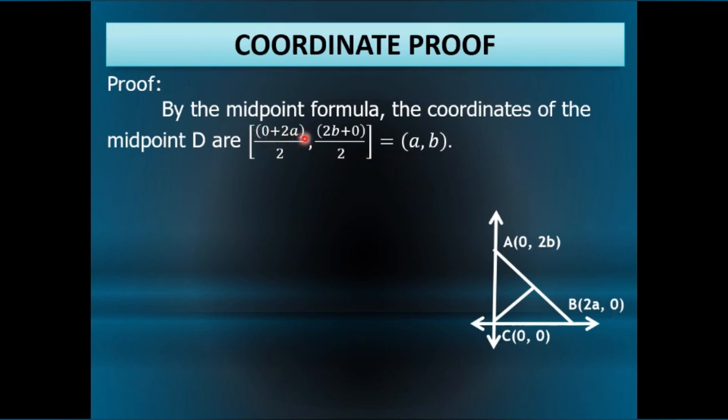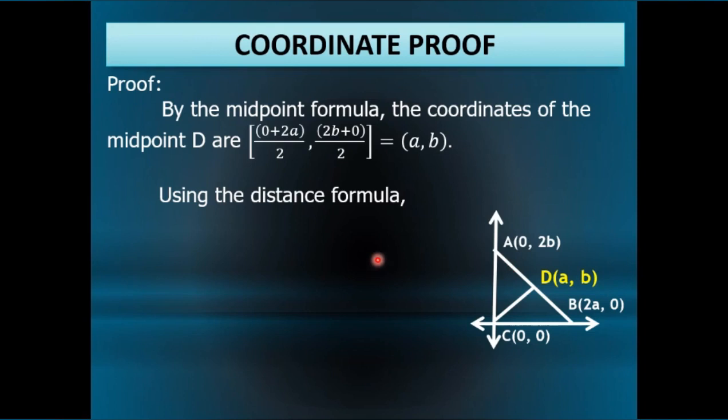0 plus 2a is 2a, and 2a over 2, they are both divisible by 2, so we have simply a. And then 2b plus 0 is 2b, and 2b over 2, they are both divisible again by 2, so the remaining will be b. So the coordinates of the midpoint D will be a, b. So again, we have point D with coordinates a, b.